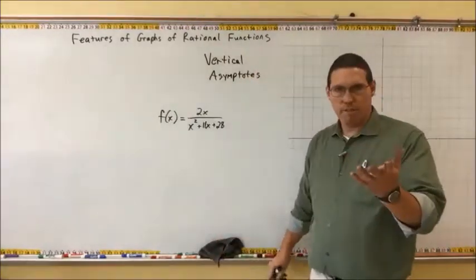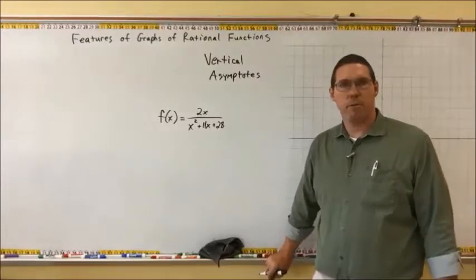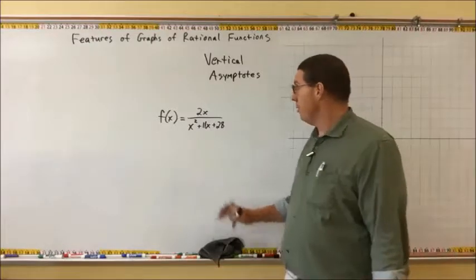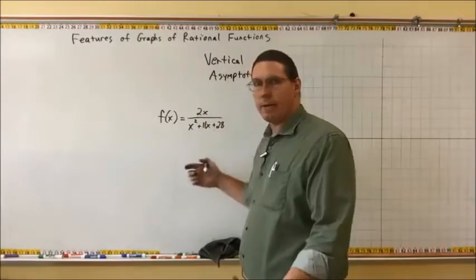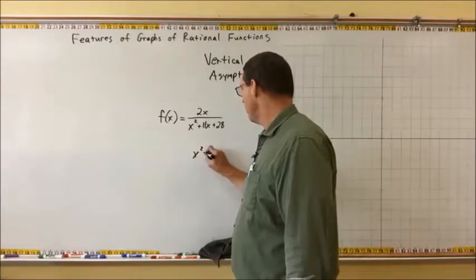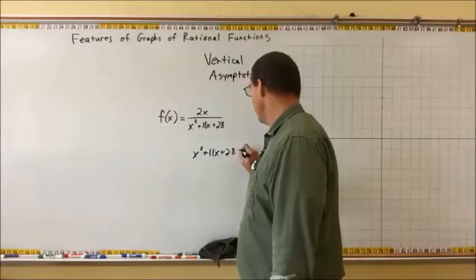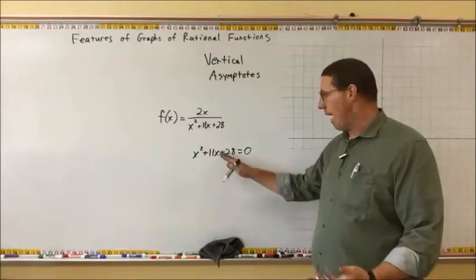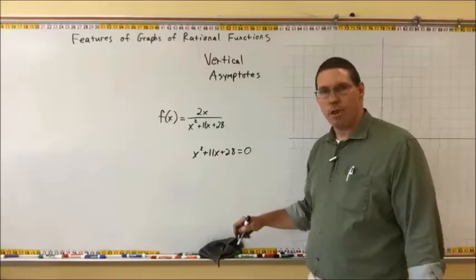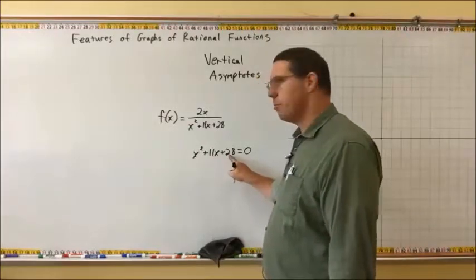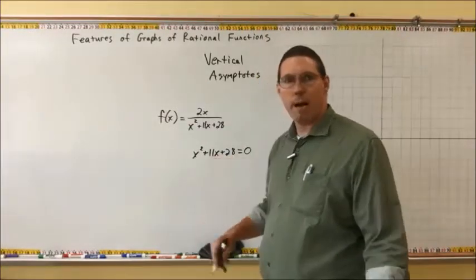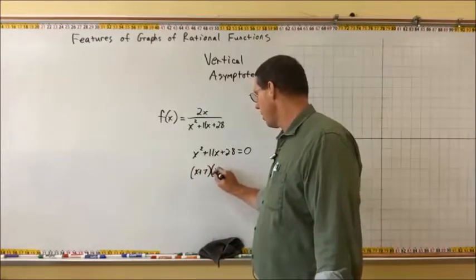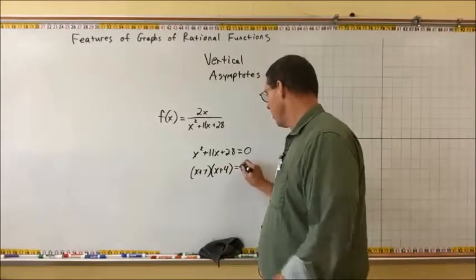Okay? Pause the video and try to identify the vertical asymptotes of this function. All right, so what do we do to find the vertical asymptotes? We set the denominator equal to 0. So x squared plus 11x plus 28 equals 0. It's a quadratic function. We can use the quadratic formula. We can factor this. There's all kinds of stuff we can do to solve this. We're going to factor it. Two numbers that multiply to 28 but add up to 11 are positive 7 and positive 4. So we're going to go x plus 7 times x plus 4 equals 0.